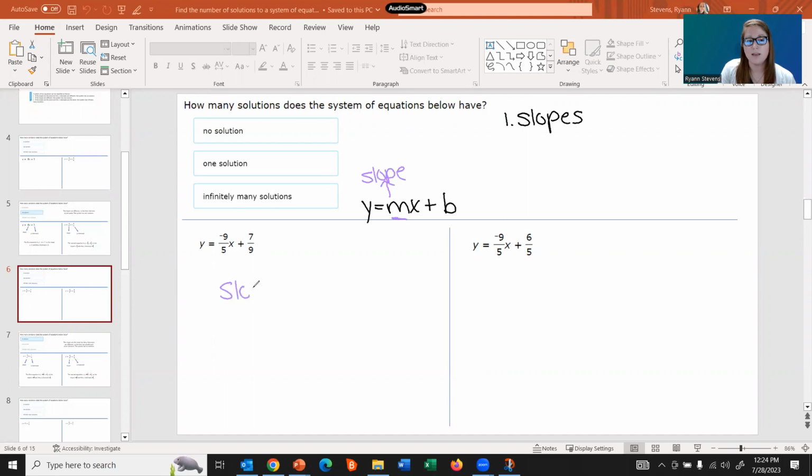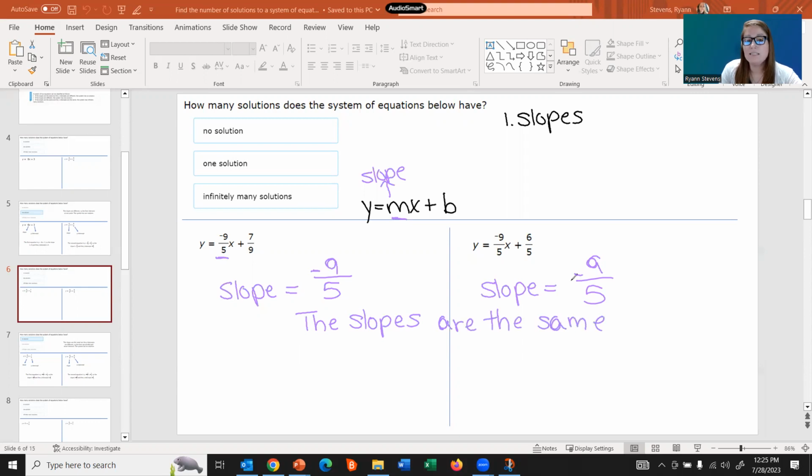So the slope of this line will be -9/5. And the slope of this line will be -9/5. So that's the first thing that we see with this set of equations, that the slopes are the same. So since the slopes are the same, that automatically eliminates our answer choice of one solution. Remember, if it's one solution, the slopes are different.